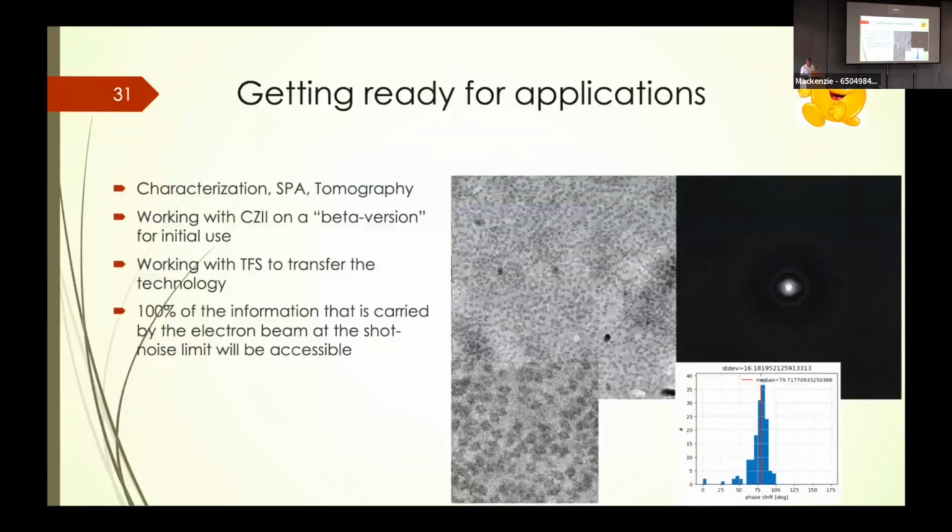The new microscope is taking data again. These images were taken just the day before we drove here. And the plan now is to characterize how well it works, and perform single particle analysis and tomography with it.